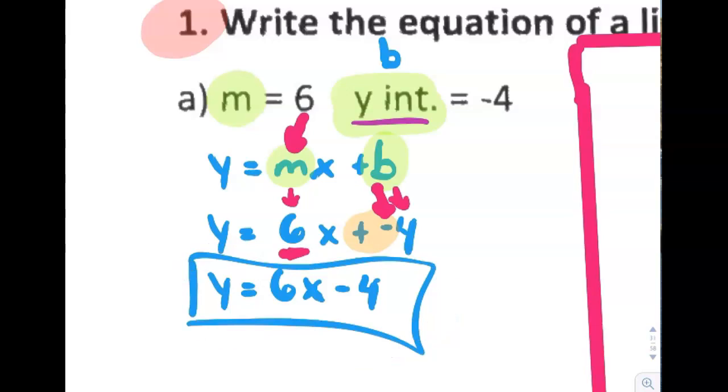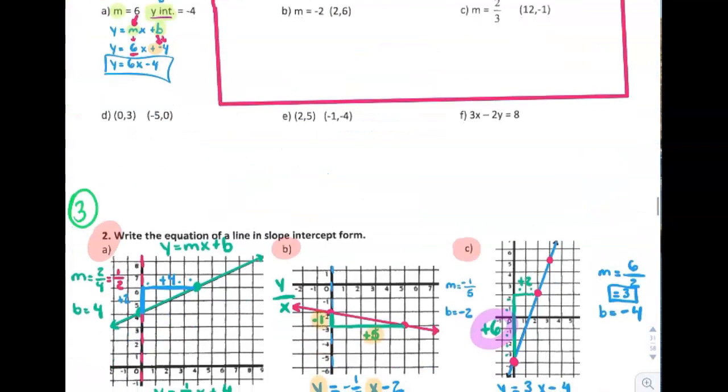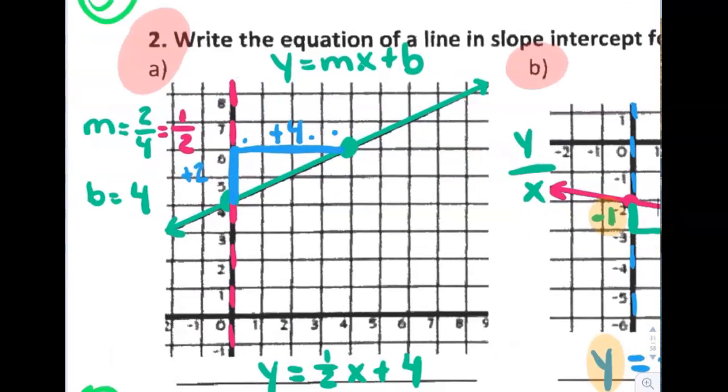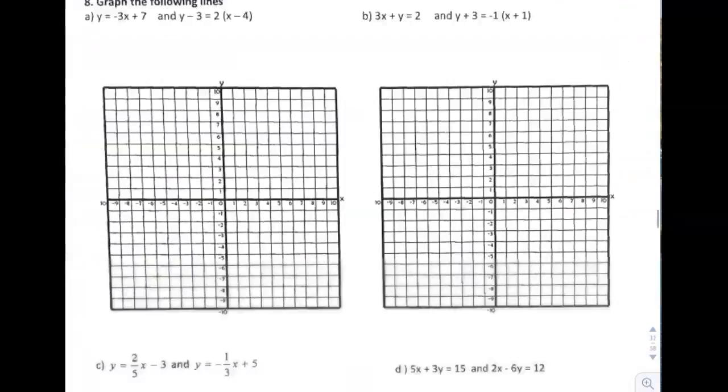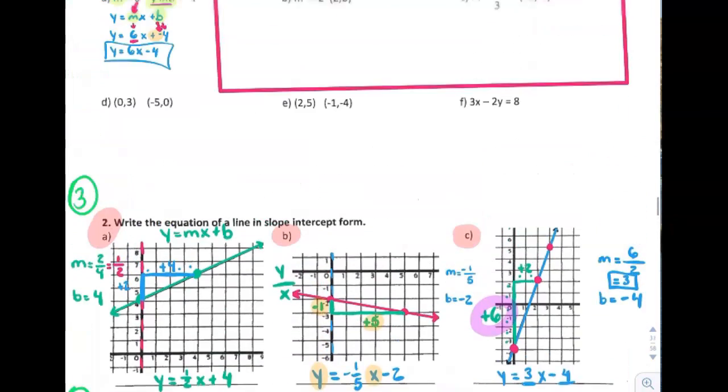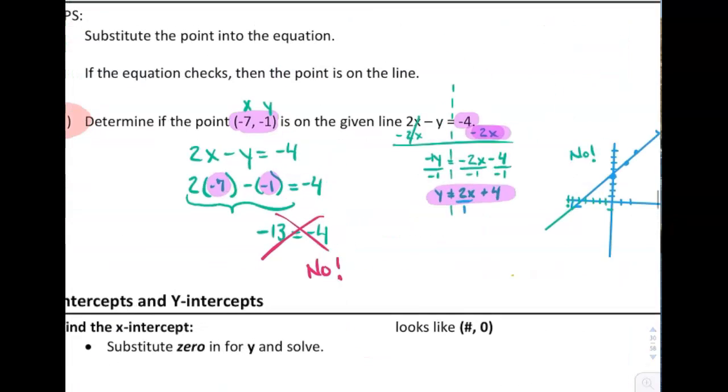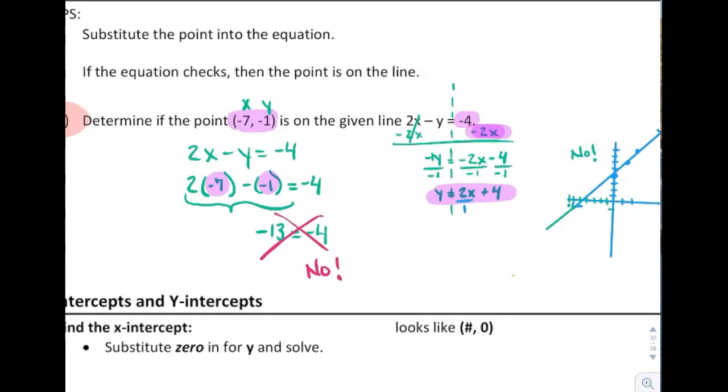And we did a couple of examples like that, and then we also talked about how to get an equation from a graph. And finally, yesterday we talked about how to determine if a point was on a line. You plug in the x and the y and see if the equation is true.